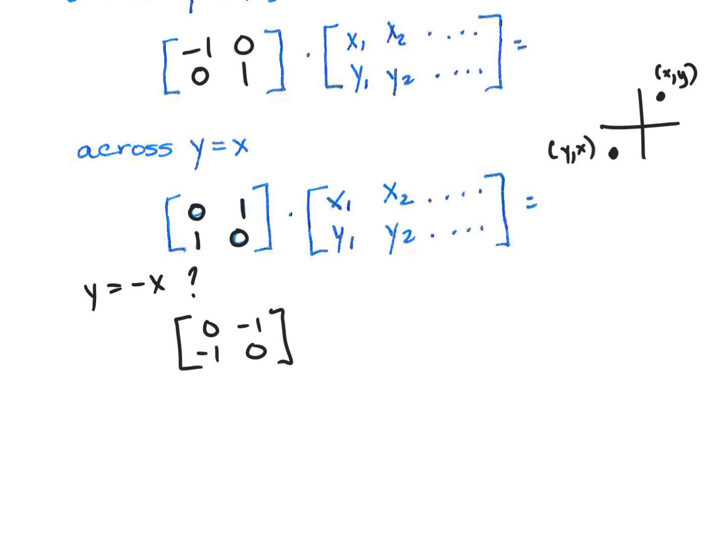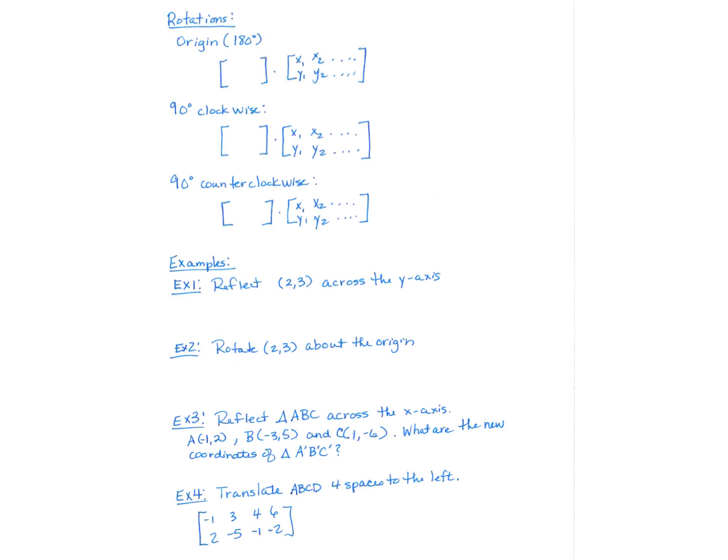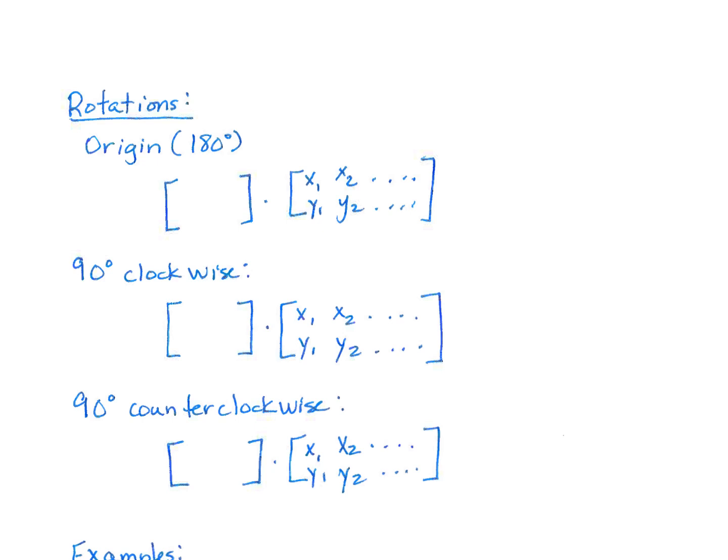Okay? Now, let's look at the next one. What if we're rotating about the origin? Origin rotation makes a positive x a negative x, doesn't it? And the positive y a negative y. That means we're doing this. We're taking a positive x and turning it into a negative x. We're taking a positive y and turning it into a negative y.